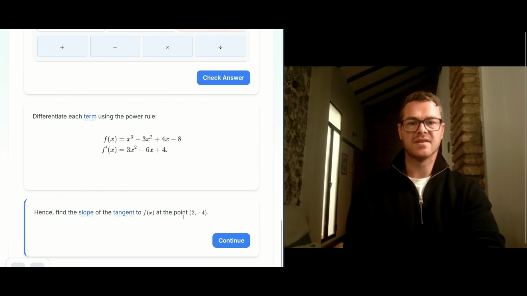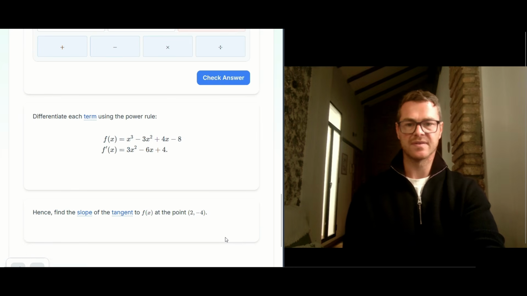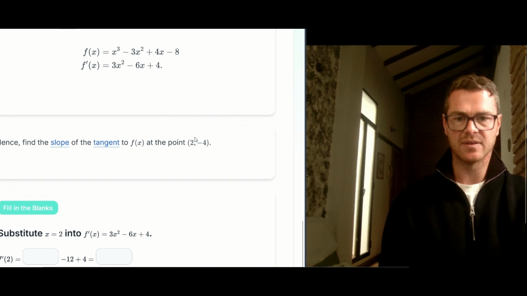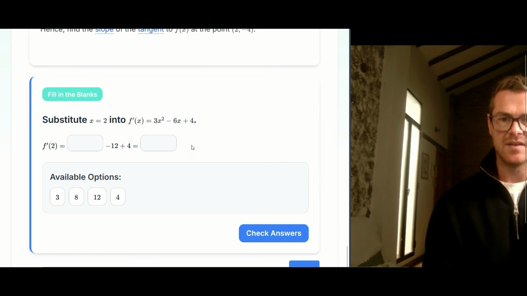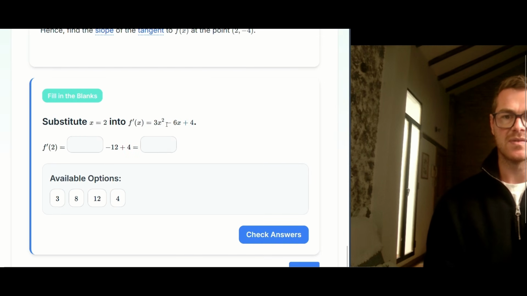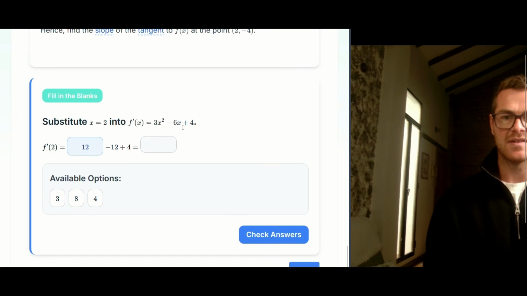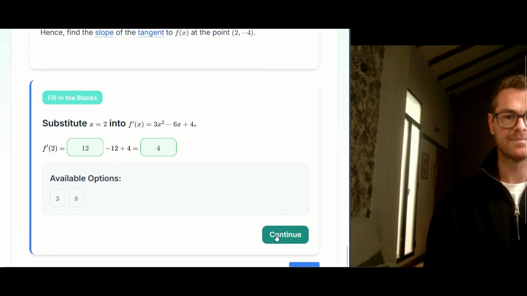Now I want to find the slope of the tangent when the point is equal to 2 and minus 4. So the x value I'm going to use is 2. So I'm going to sub 2 into this. 2 squared is 4 times 3 is 12. Minus 6 times 2 is minus 12, and then the plus 4 just stays the same. And if I have 12 minus 12 plus 4, that is equal to 4.